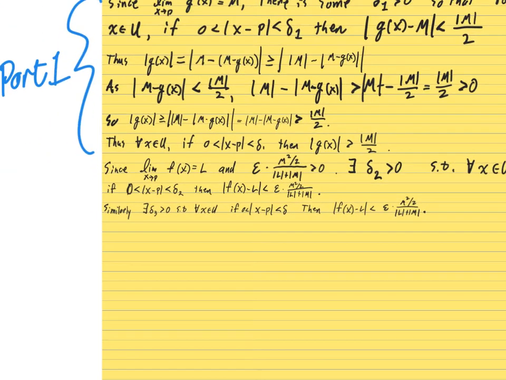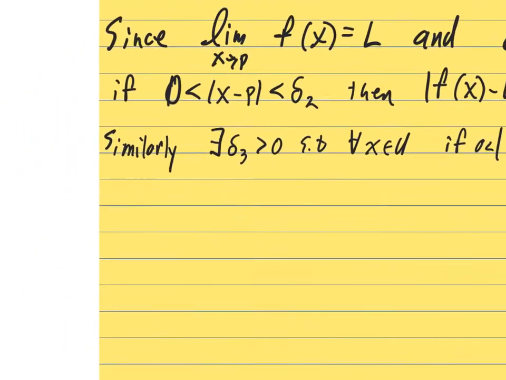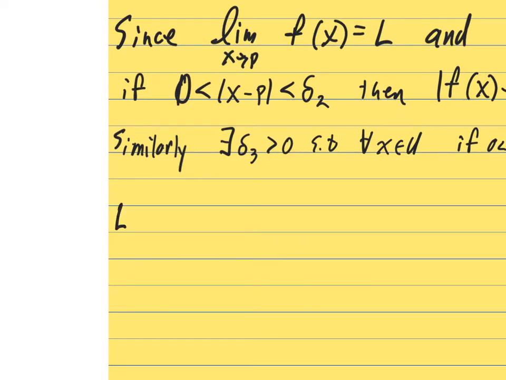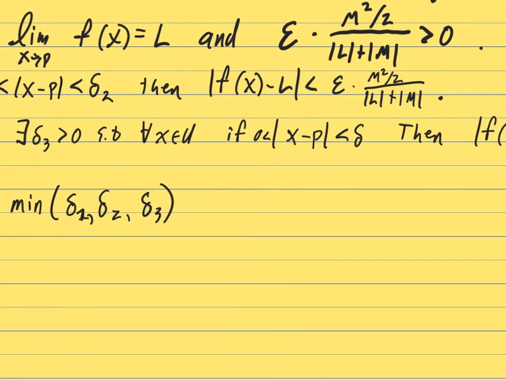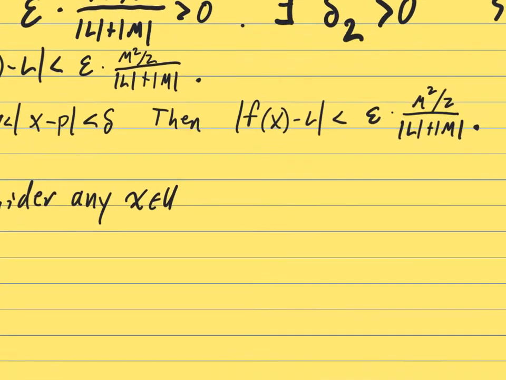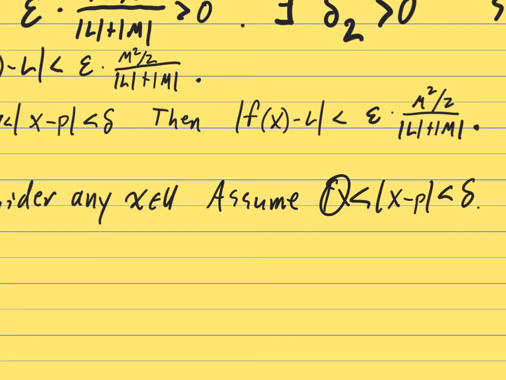And now let's put all this together. I have 3 choices of delta. So let's now come up with the actual choice of delta I need. Let's let delta be the min of the lot of them. Let's consider any x in U. Let's assume 0 is less than the absolute value of x minus p is less than this choice of delta.